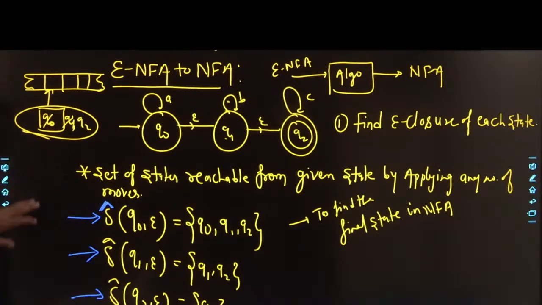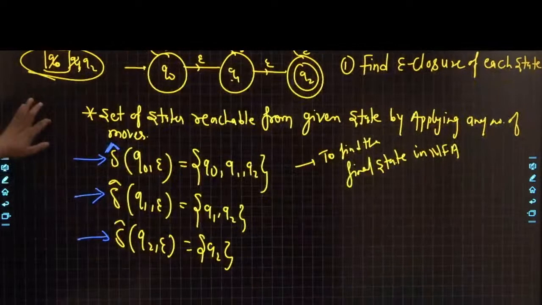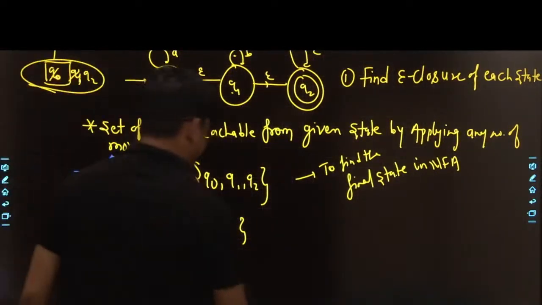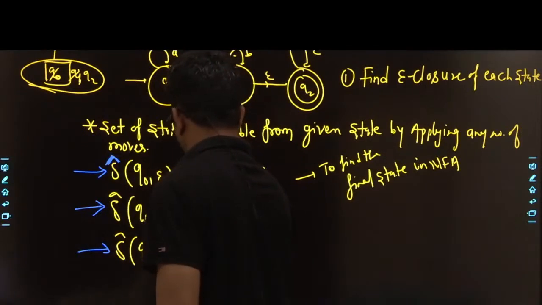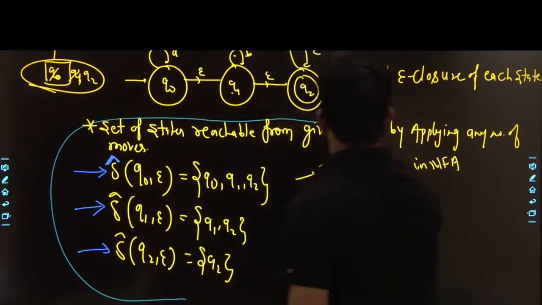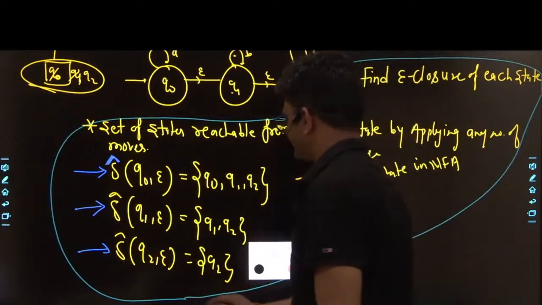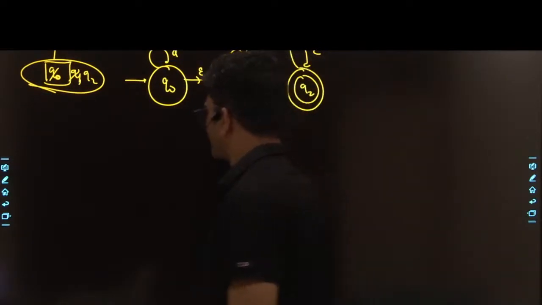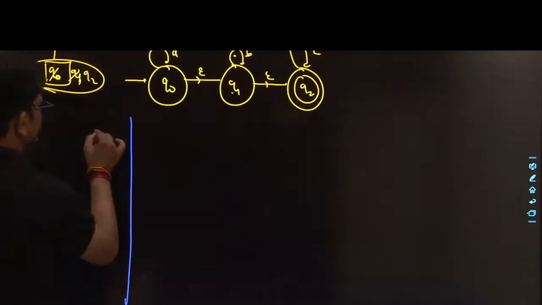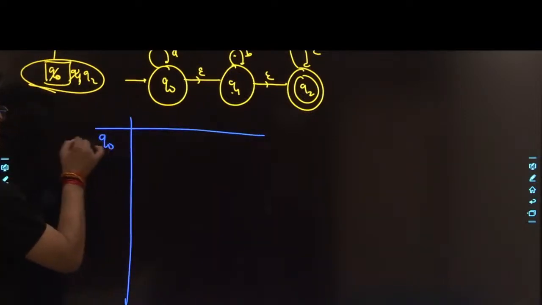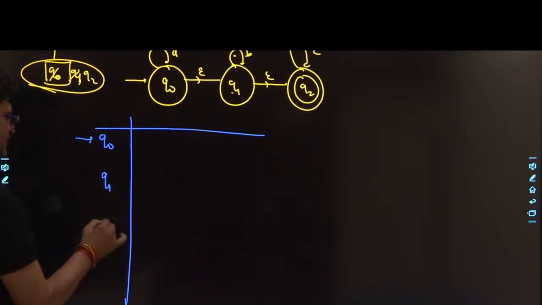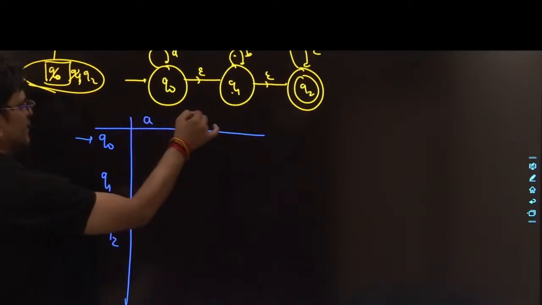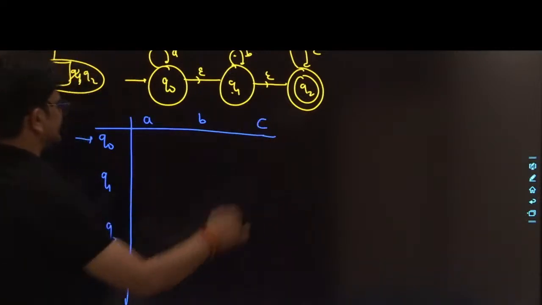So now the second step. Find out the number of states in the NFA without epsilon move. So see, my dear friends, how to find Q0, Q1, Q2 on A, on B, on C.